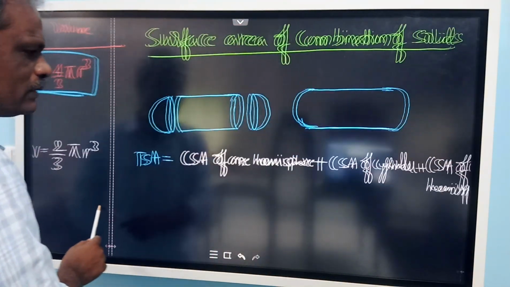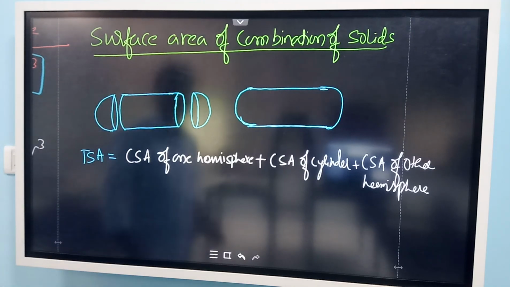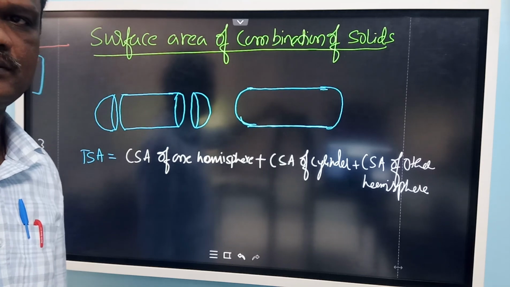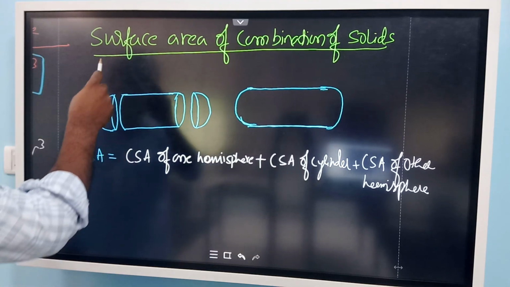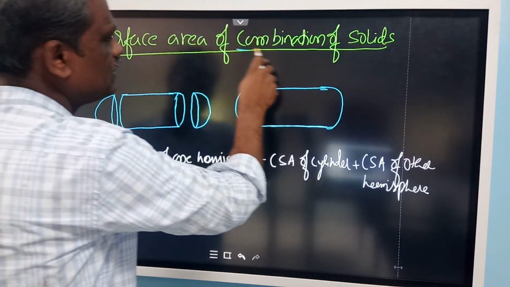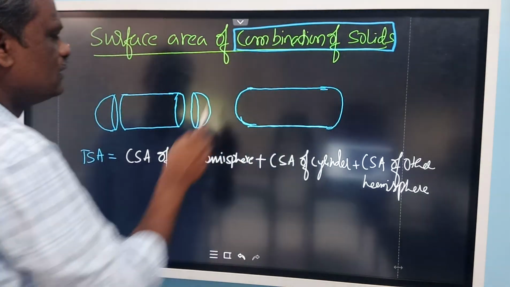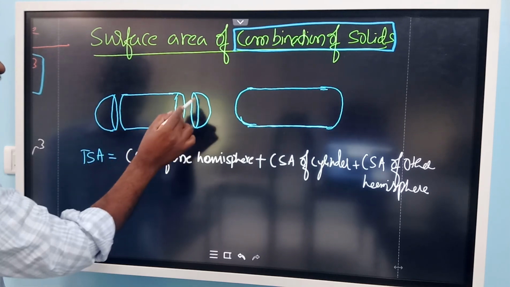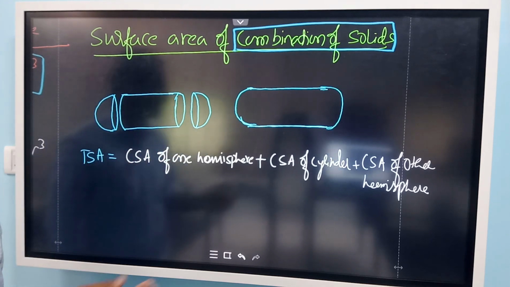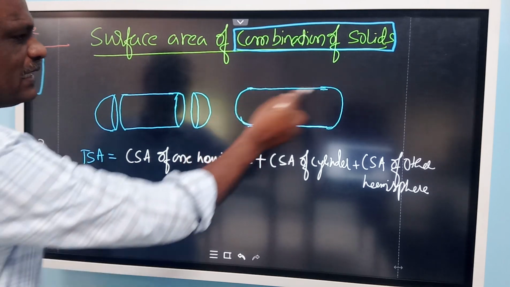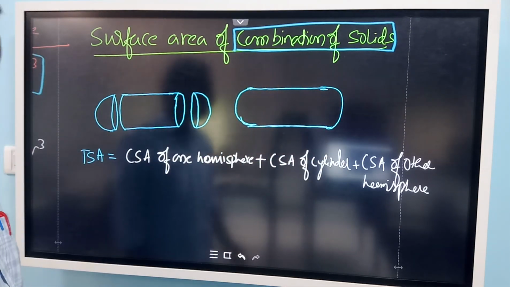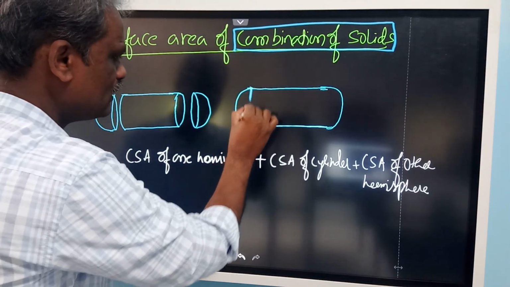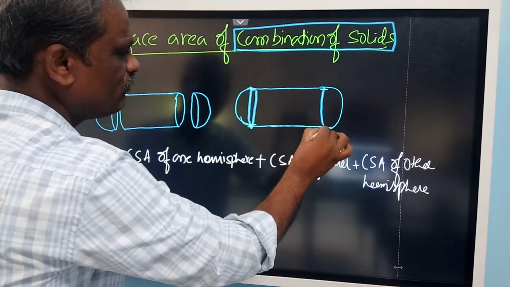Now, in the present class 10 syllabus, we are going to learn the surface area of combination of solids. Here, one particular part will not be there. There is a hemisphere, another hemisphere and a cylinder. Combining these 3 parts, we get a new shape of solid, for which we do not know the formula. So what we do is split this into parts of known shapes.